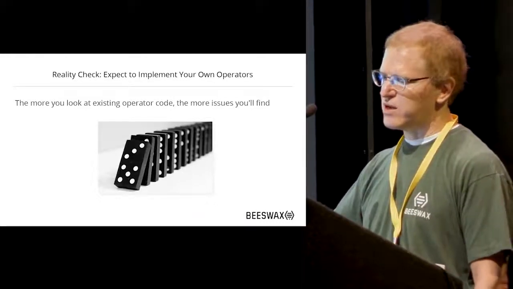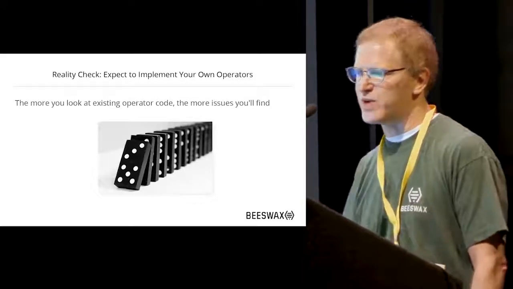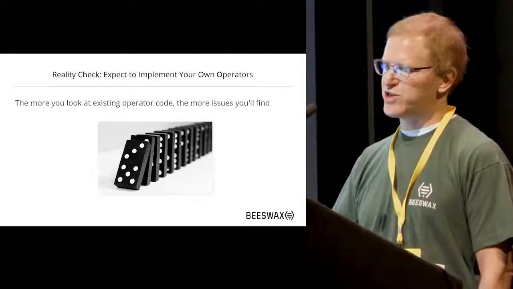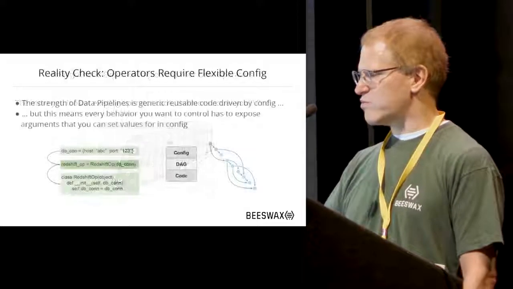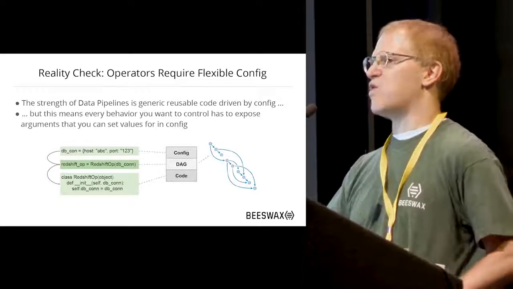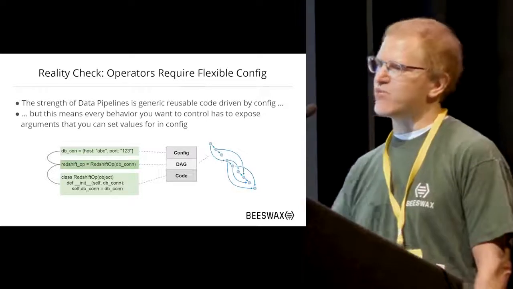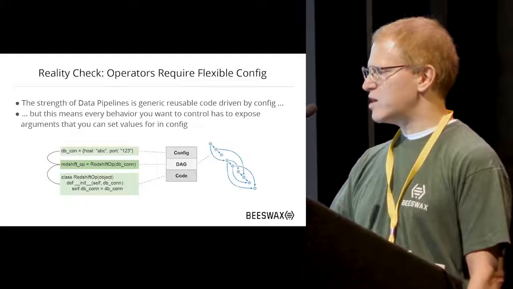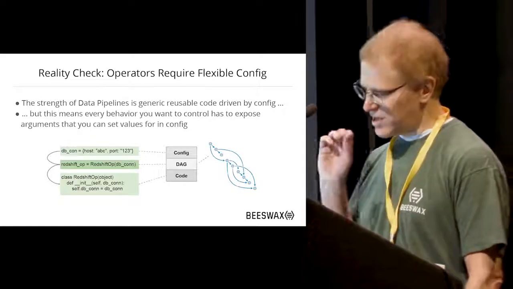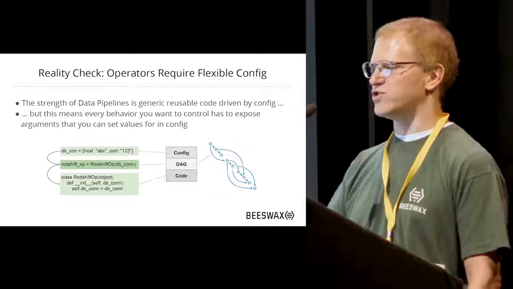So I would assert that if you're looking at this problem space and you're looking at building out a data pipeline platform for your company, you should expect to implement your own operators, and in fact just embrace that, right? And again, this is why, because this is code where the only way you can parameterize its behavior is by passing arguments to it when it runs. So unless everything is exposed to you exactly the way you need it, you're not going to have the control you need.